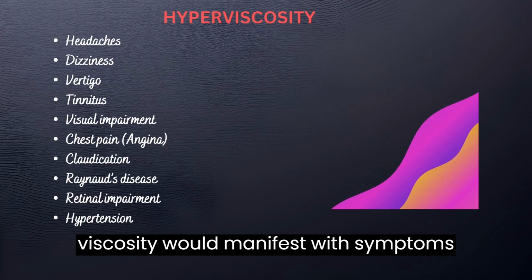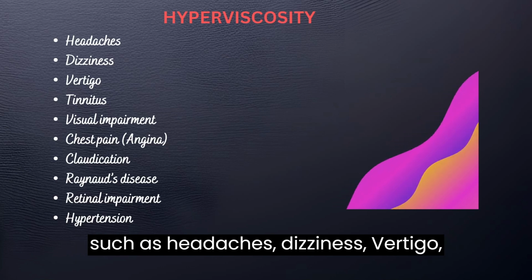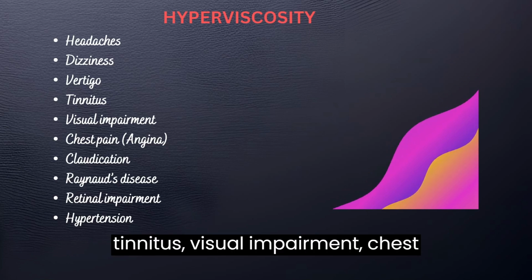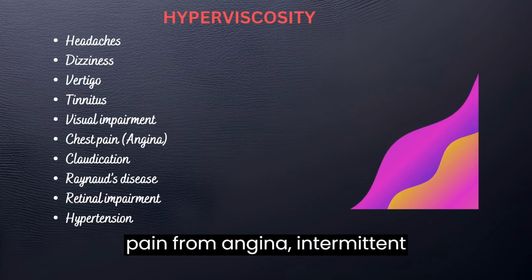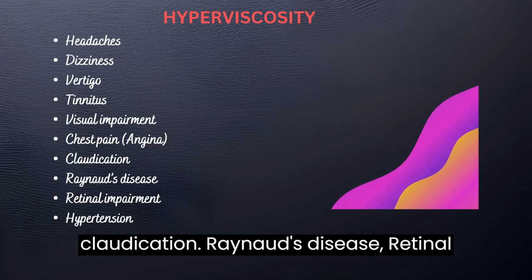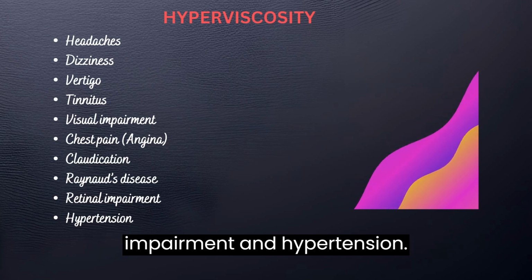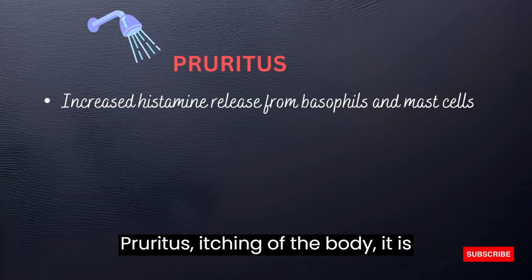Hyperviscosity would manifest with symptoms such as headaches, dizziness, vertigo, tinnitus, visual impairment, chest pain from angina, intermittent claudication, Raynaud's disease, retinal impairment, and hypertension. Pruritus, itching of the body.